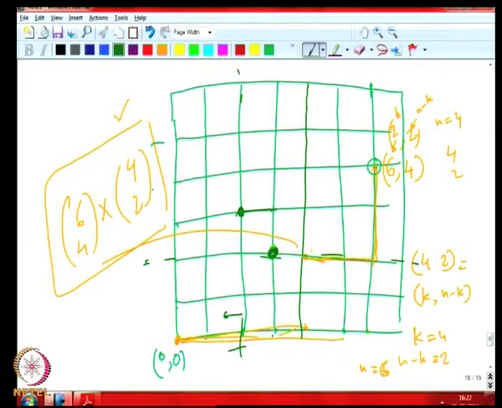Same argument. This was 3 2, 3 2 means total 3 plus 2 is 5 units we have to travel here. Out of that, 2 should be northward, or 3 should be eastward. So that is 5 choose 3. And then from here to 6 4, 3 more units in east and 2 more units, that means 5 more units you have to travel. That is again 5 choose 2, because we need to take 3 east steps.